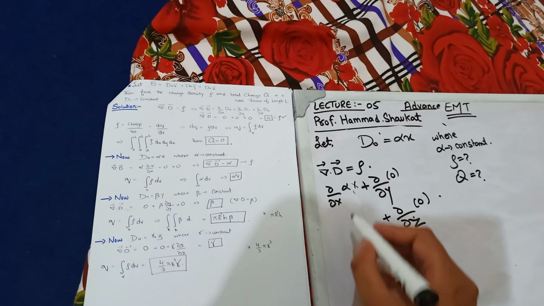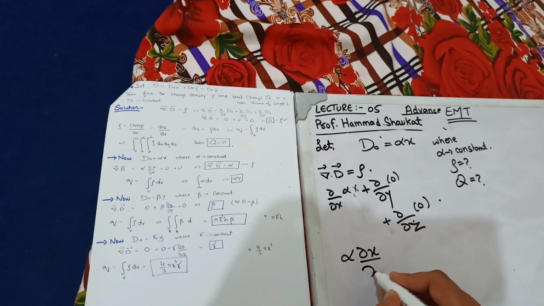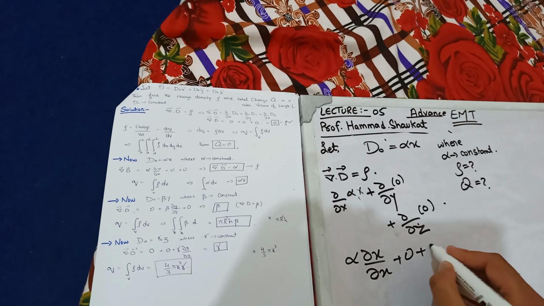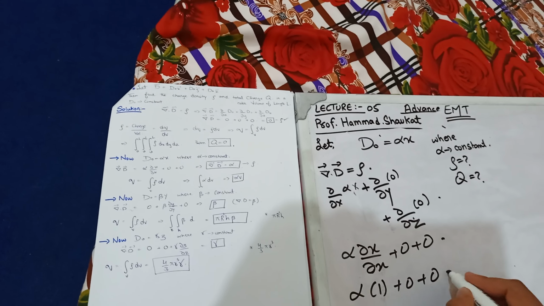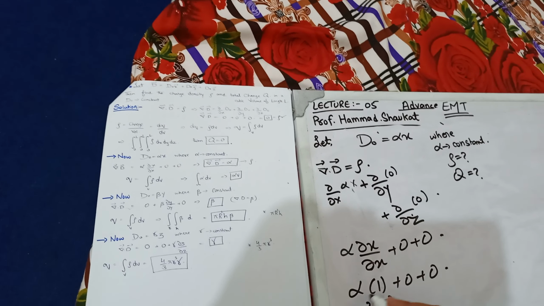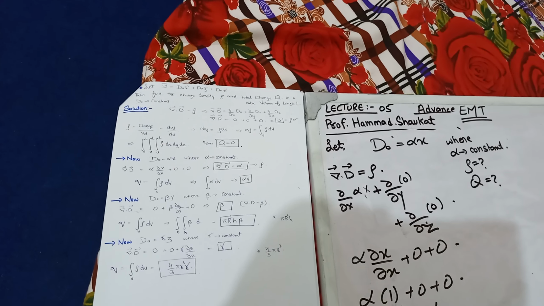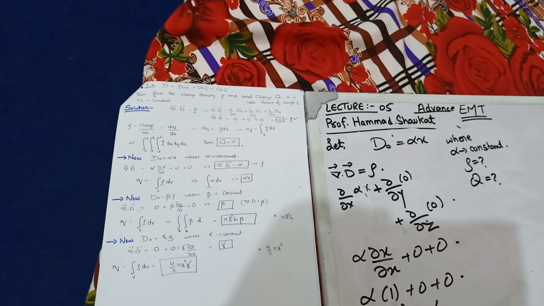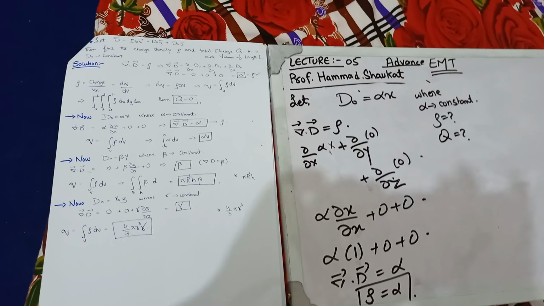So our equation becomes: alpha is constant, so it comes outside, partial x by partial x plus 0 plus 0. It becomes alpha times 1 plus 0 plus 0. So our del dot D equals alpha, and del dot D equals rho, so rho equals alpha. So this is your answer. Now your rho equals alpha.